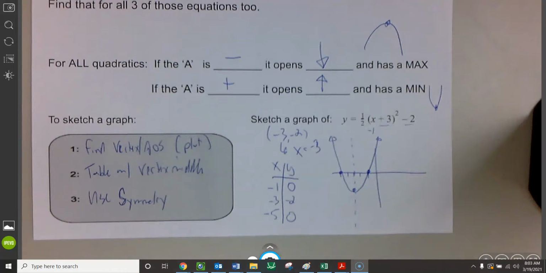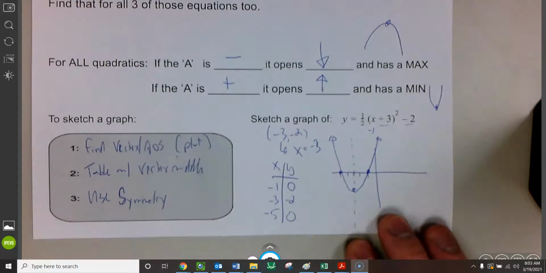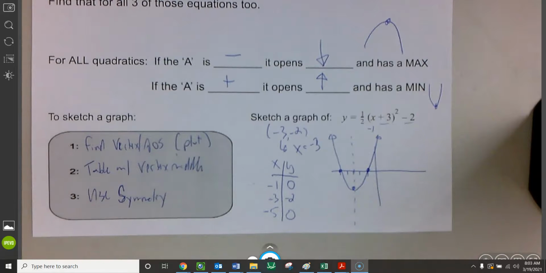Something that could be helpful too, if you're not sure how much it rises. Is it really narrow? Is it wide? This one should be wider, just like absolute values. But you can find the y-intercept. You can find another point. The more points you have, the more definite you can make your curve. But that's it. We just learned about vertex form. It's just like absolute value, only we're U-shaped, not V-shaped.